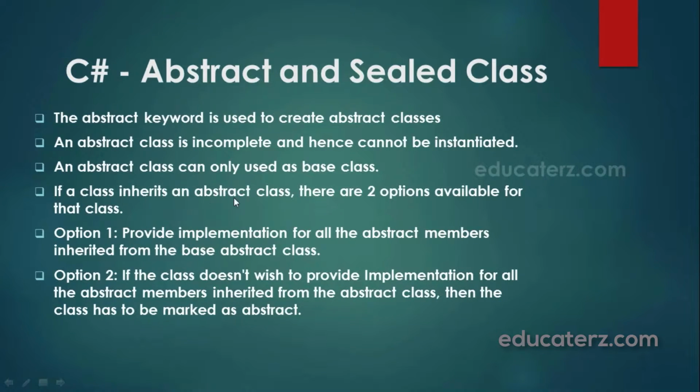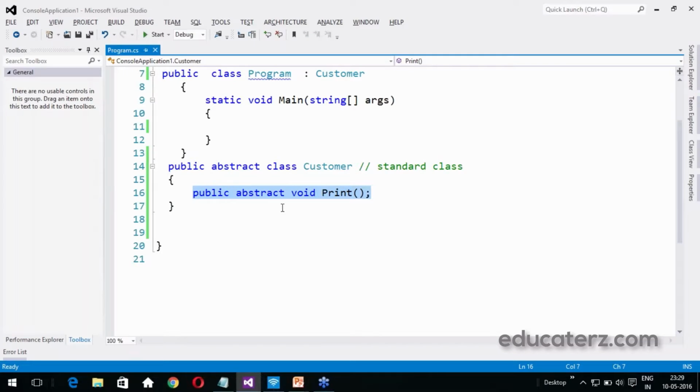If a class inherits an abstract class, there are two options available for the class. Option 1 is to provide implementation for all the abstract members inherited from the base abstract class. Let us see this option 1 first. That's why we are getting the error. Just see this, it does not implement the inherited abstract member. The print method is not implemented, so we are getting this error message. One way to avoid this is by making your program class also an abstract class.